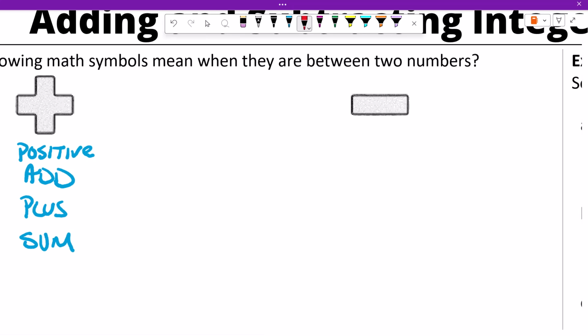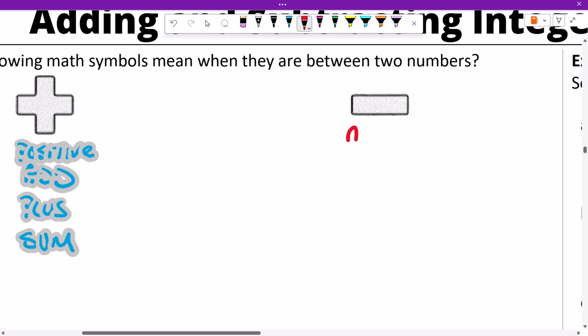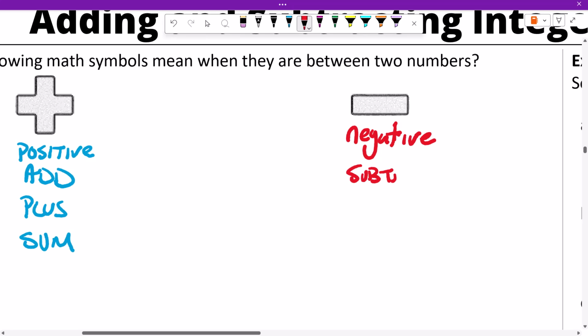What are the different words for this? Negative. What's the other one? Subtract. Do you have a different one? Minus. I can think of two more. Takeaway. I like the one takeaway a lot.